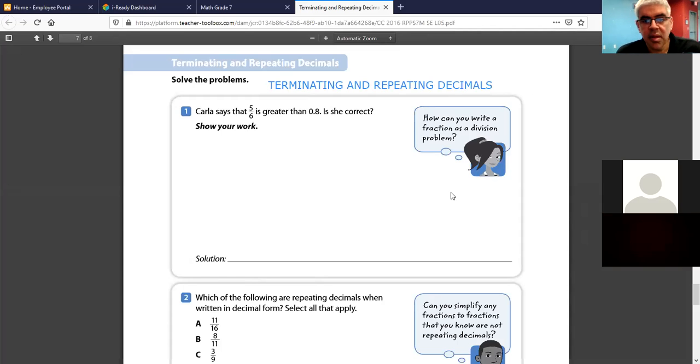Okay, and we have the question. You don't have to write this question. Simply, I'll tell you when to write. Write the title, terminating and repeating decimals, okay? Carla says that 5/6 is greater than 0.8. Is she correct?